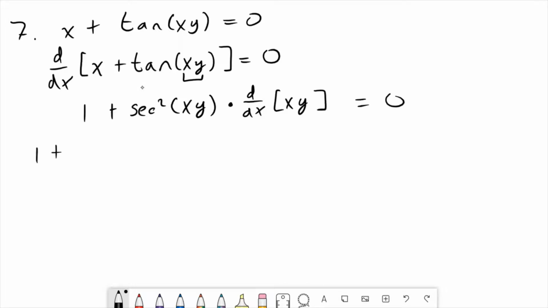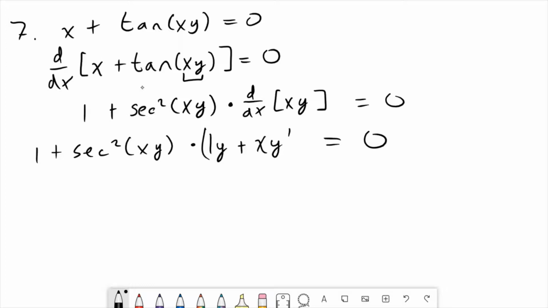So 1 plus secant squared of xy times, let's see, differentiate the first, so it's 1, and keep the second the same, plus keep the first the same, differentiate the second, y prime is equal to 0. And then we just solve for, this should be in parentheses because you're multiplying this whole entity, so it should still be in that entity as I like to think of it as. Now you want to solve for y prime.